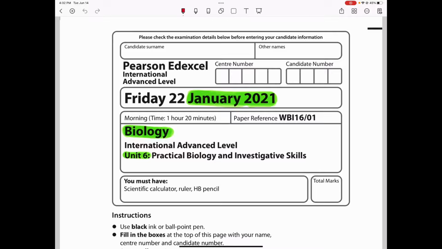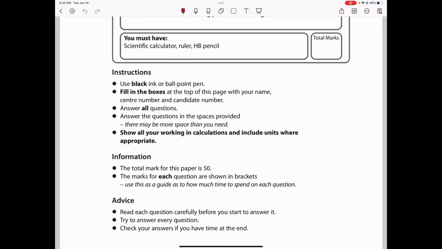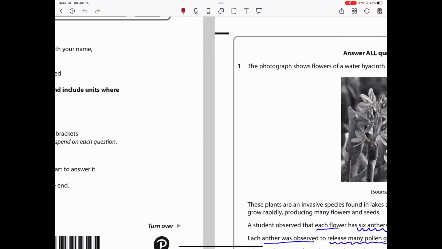Today we are discussing the January 2021 Pearson Edexcel International A-Level Biology Unit 6. This paper is 50 marks. Let's go direct to question 1.